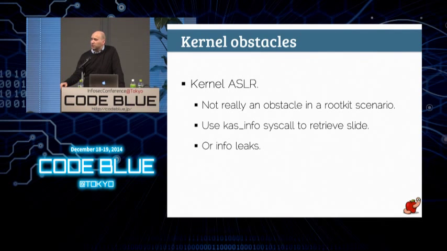Kernel ASLR was introduced in Mountain Lion, if I'm not wrong, or Lion. It's not a problem here because you have a function, the kas_info system call, that you can use to get the slide. In iOS, this is not possible because they patched this function. It would be a big bug in iOS. It is the same bug in macOS. There's no real purpose to have this function. Or you can just use infoleaks. There are also tons of infoleaks, so you can use those to get the slide.